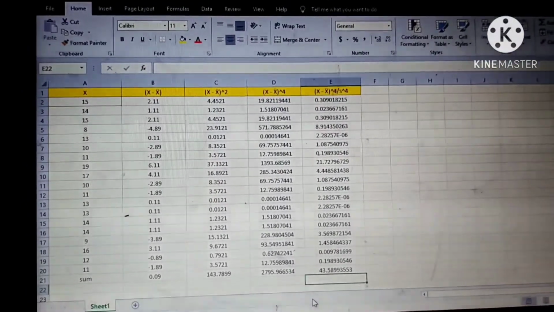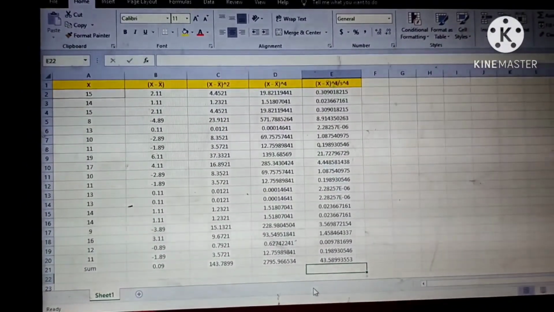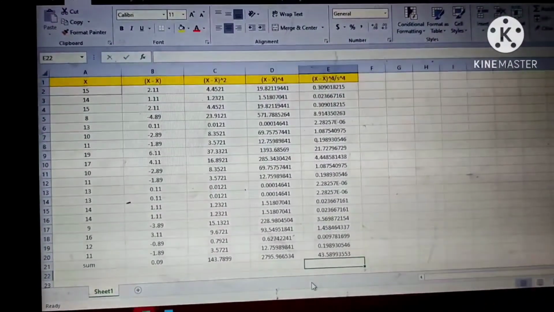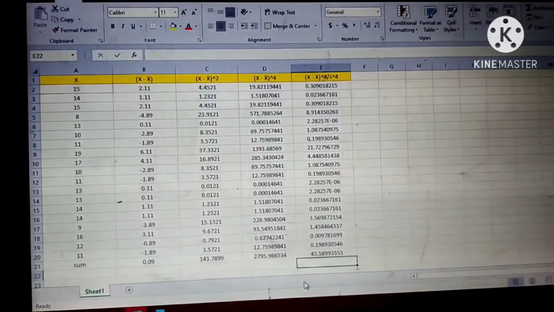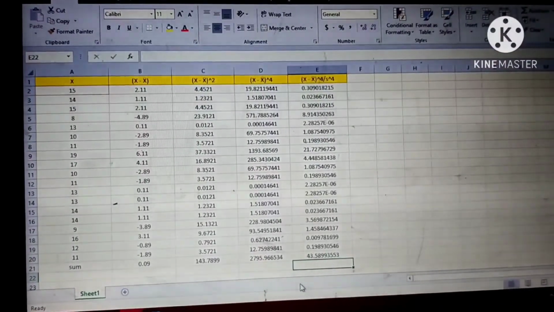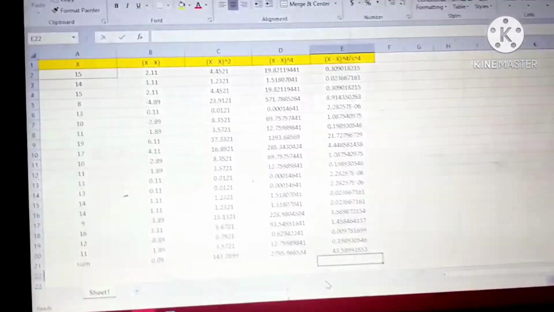And here's our complete data. We have the values of the quantity of X minus mean, the quantity of X minus mean squared, raised to 4th power, then the quantity of X minus mean raised to the fourth power over s raised to the fourth power.